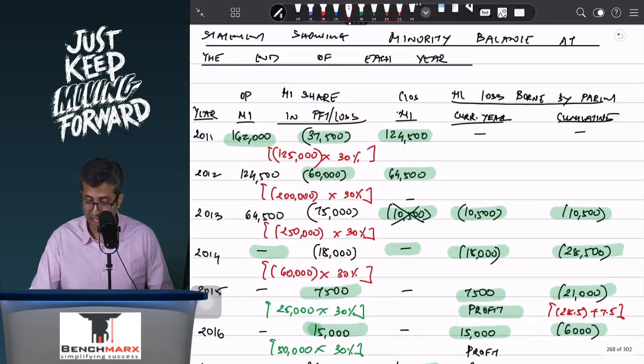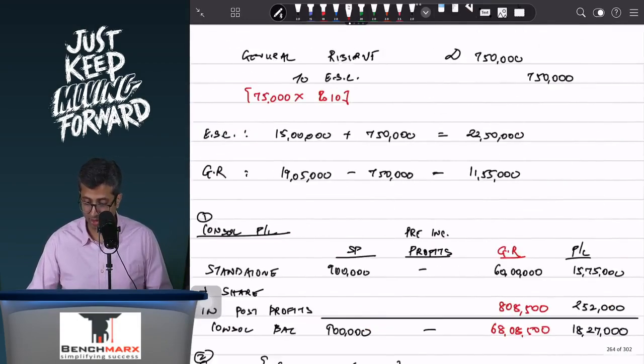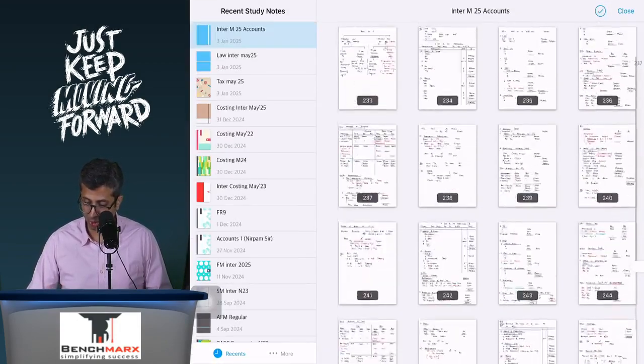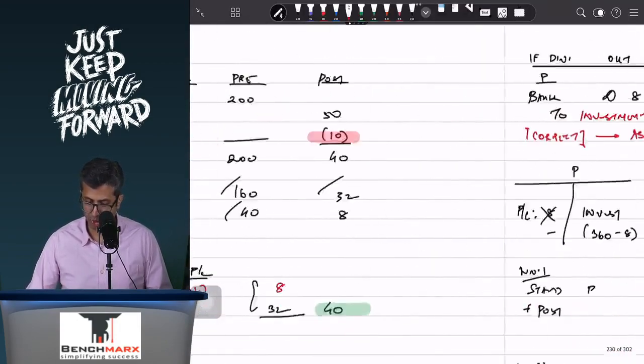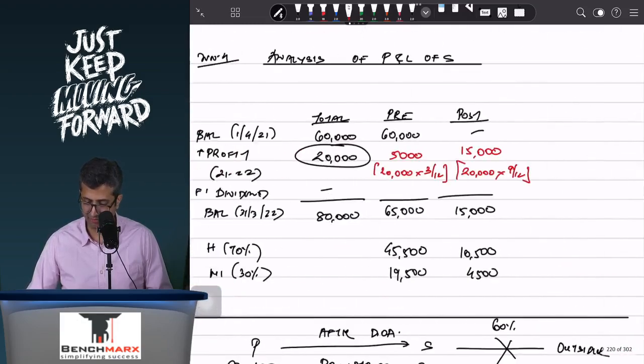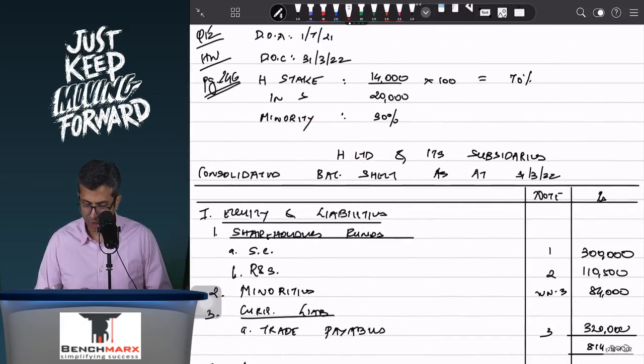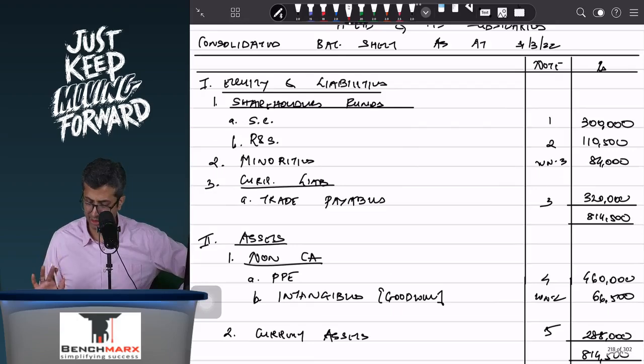Now, after that, you will have to prepare a working note 1. This working note number 1 over here will be pertaining to your assets and liabilities. Let me see if I can find this. Question 12 of the homework question. As you can see over here, this is the data that you have done. Then you prepare the consolidated balance sheet as we discussed.